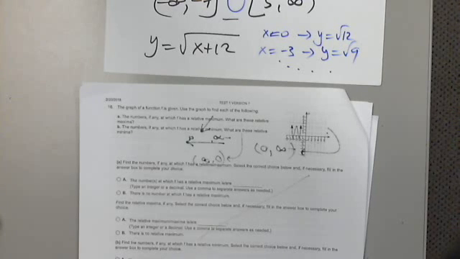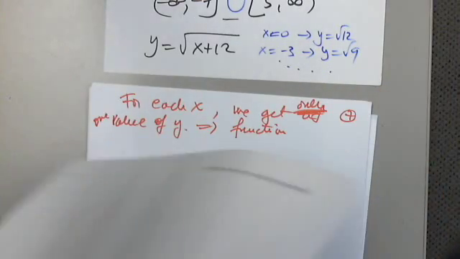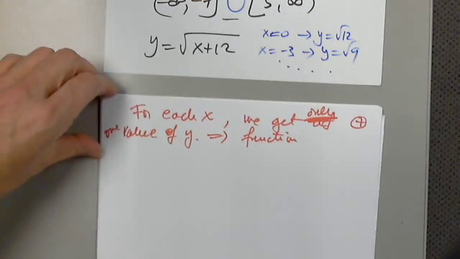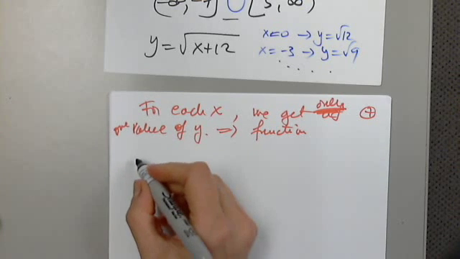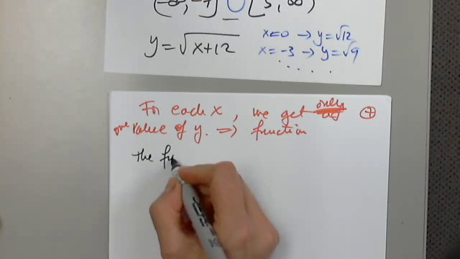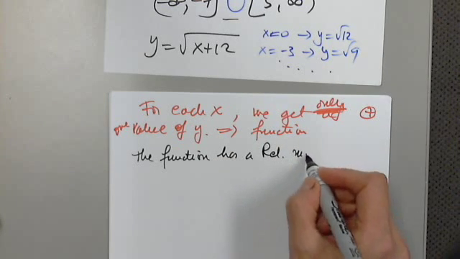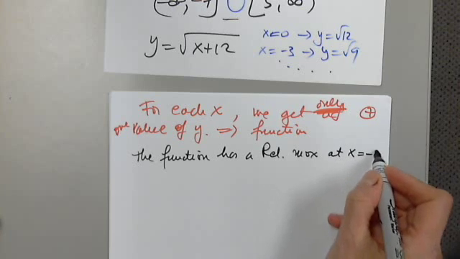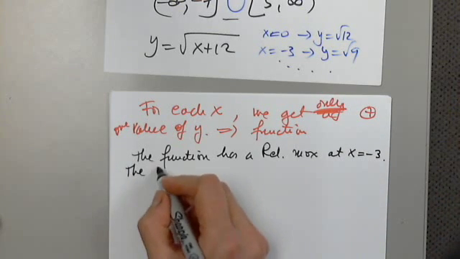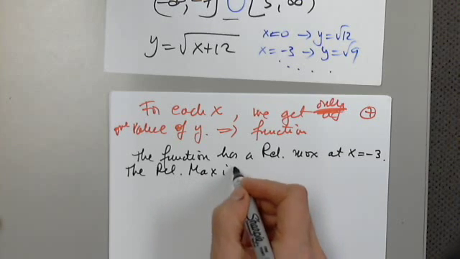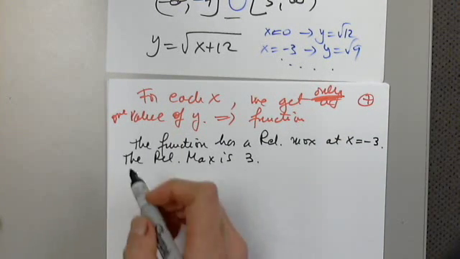Do you want us to write the relative min and relative max with how much it is, the number that the max is? Yeah, so let me just put it in writing and show how the answer should be. It's a very good question. Thank you. Okay. So I will say this. The function has a relative max at x equals negative 3, full stop. The relative max is 3. That's part A.